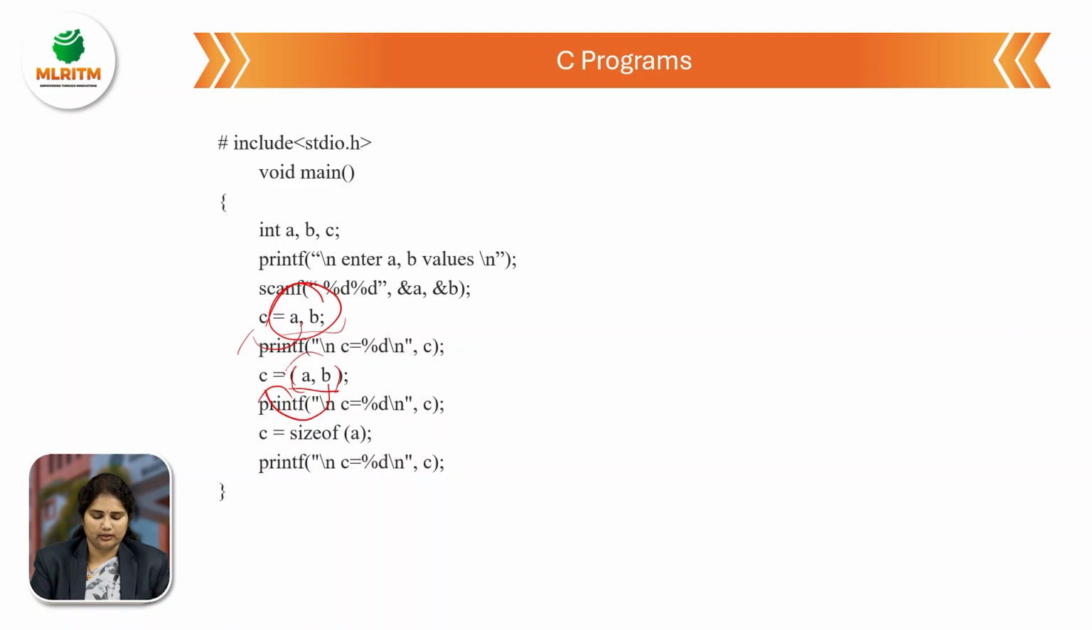The highest priority symbols are the brackets. First brackets will be executed, after that only comma will be executed. In this case we have operators equal to and comma. Comma has the highest priority, then equal to, so first a will be executed and will be assigned to C. Last one is what, sizeof a is declared as integer, and how many bytes it will occupy in the memory, that will be printed as the output. This is how the special operators are used in C language.